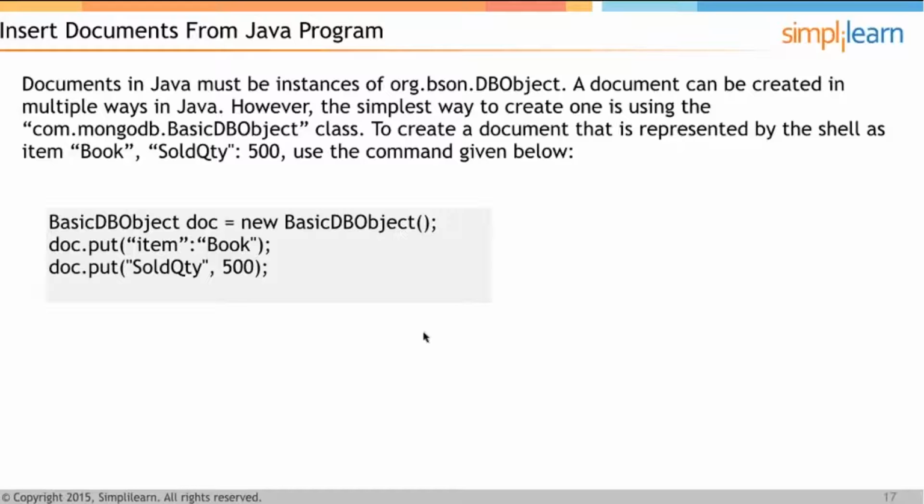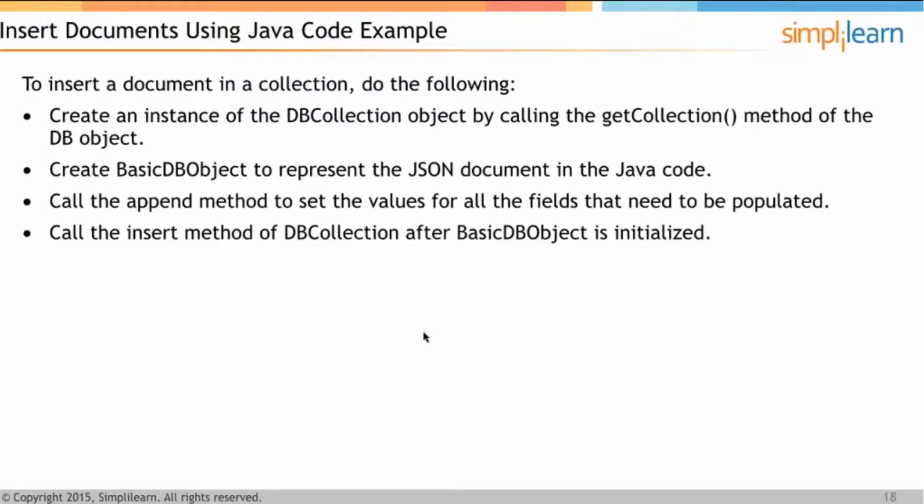I've made a BasicDBObject. doc is the object of the BasicDBObject class. I'm initializing it. After that, I'm just doing doc.put, specifying the key value which I want in that particular collection. Similar to how we used to do it in Mongo, just programmatically, I'm entering things into my collection. So that is the insert documents using Java code example we just saw.